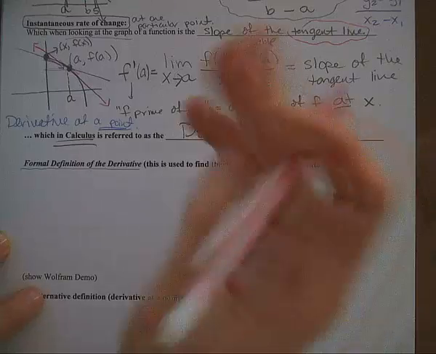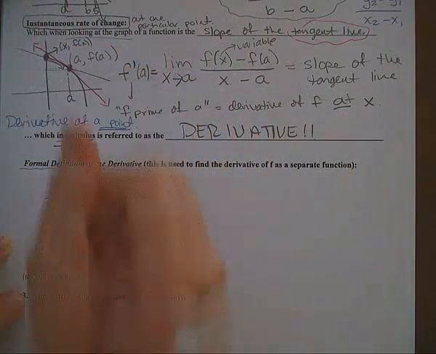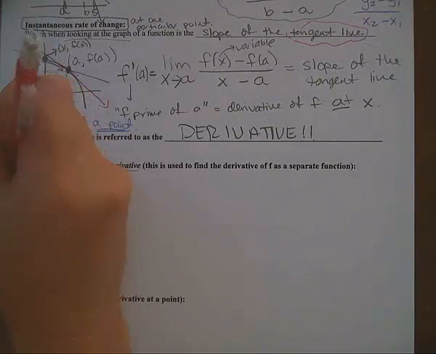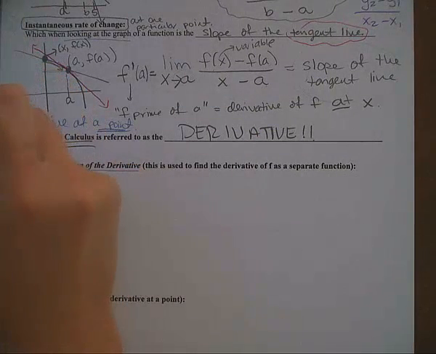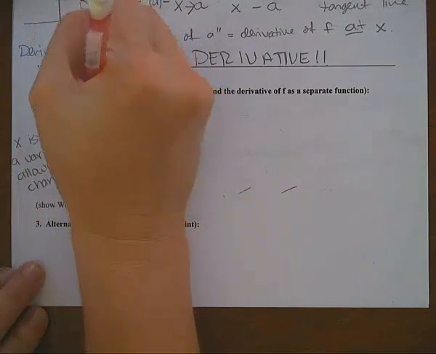So I'm going to go ahead and call this f prime of x, not f prime of a now. This is a derivative that can be used to find the instantaneous rate of change at any point x. So x is a variable, meaning allowed to change. So the formula goes like this.